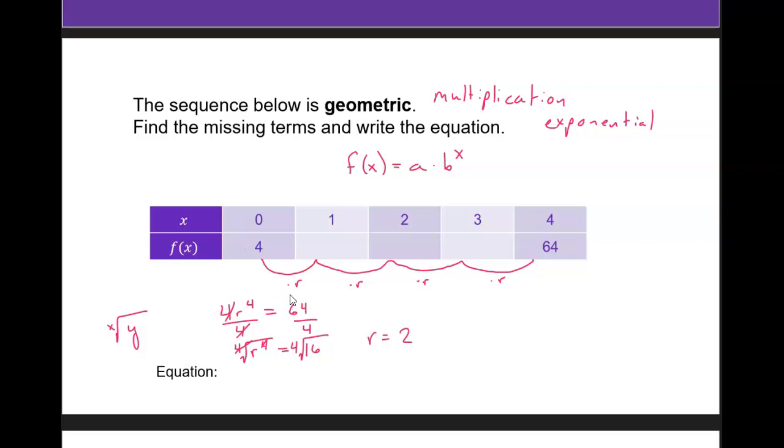And we can see if we come up here and multiply by 2 now, we get 8, 16, 32, and indeed 64. So it all worked out. Our equation using this form is f of x equals value at 0 times common ratio to the x. So that is our equation, 4 times 2 to the x.